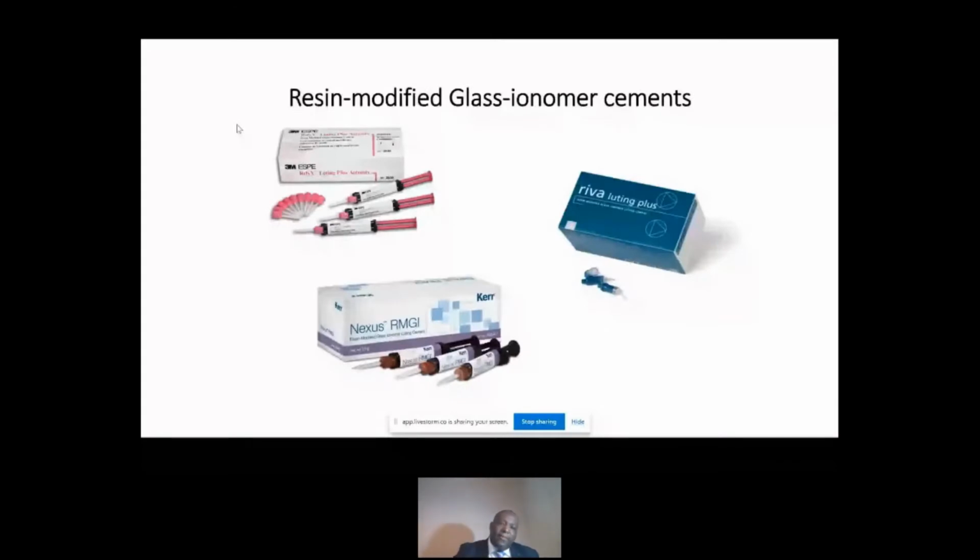So resin modified cements have been developed, and the reason for these cements is that they combine the beneficial properties that glass ionomer cements have, i.e. fluoride release. But they also increase retention by using various agents. And these materials, in comparison to glass ionomer cements, produce a higher compressive strength and tensile strength. They also have a low solubility in water, solubility of resins, which reduces the chance of distortion when it comes to seating.